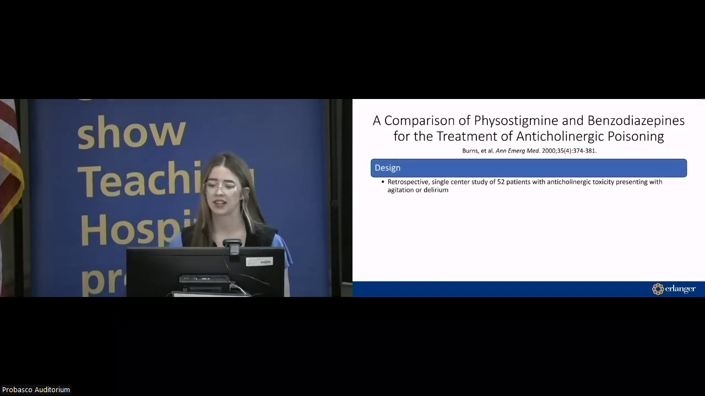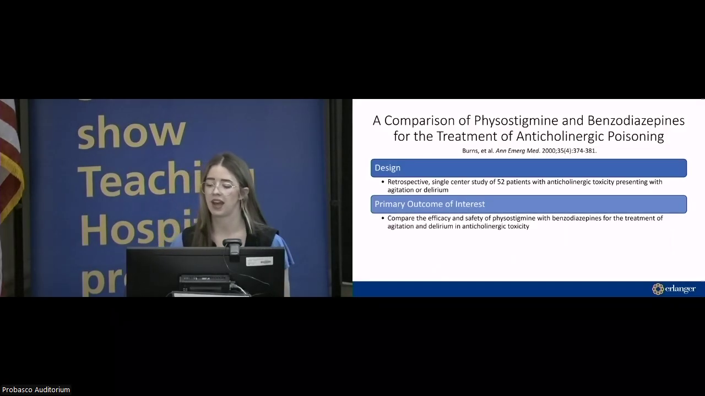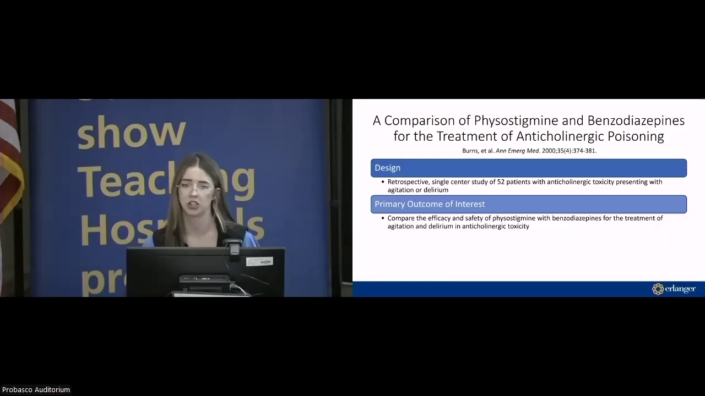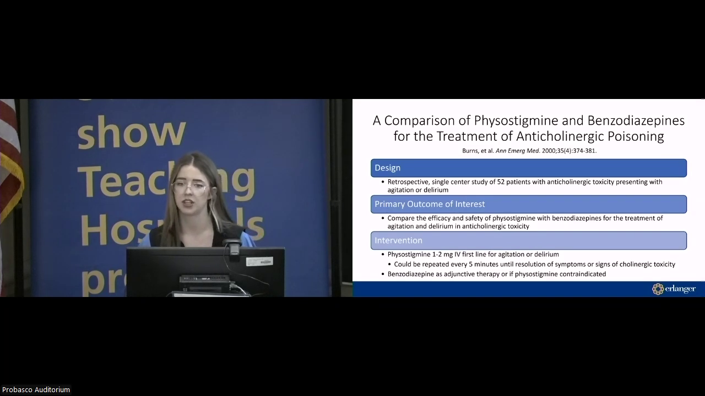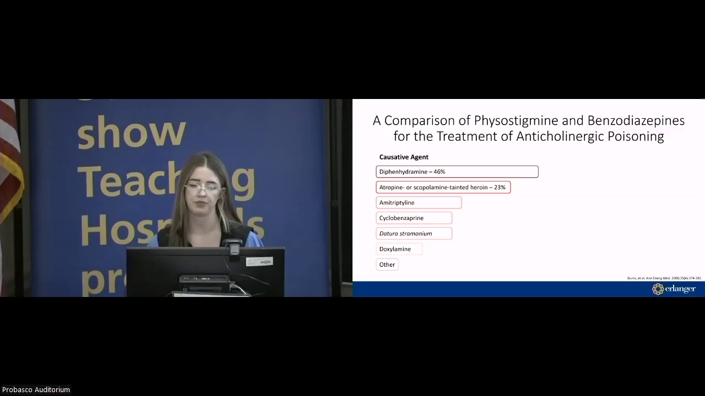It was a retrospective single-center review of 52 patients who presented with agitation or delirium due to anticholinergic toxicity. The primary objective was to compare both the efficacy and safety of physostigmine relative to benzodiazepines for the treatment of agitation or delirium in anticholinergic toxicity. So physostigmine was used as first line at 1 to 2 milligrams IV with repeated dosing every 5 minutes as needed. Benzodiazepines served as either adjunctive therapy or as an alternative when physostigmine was contraindicated.